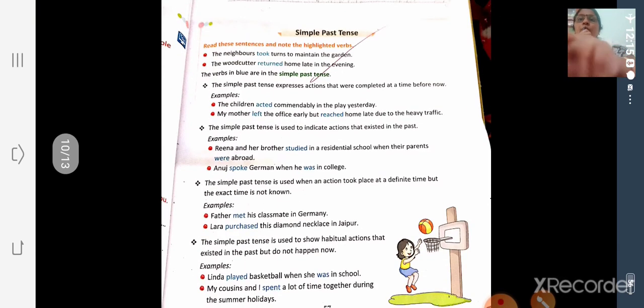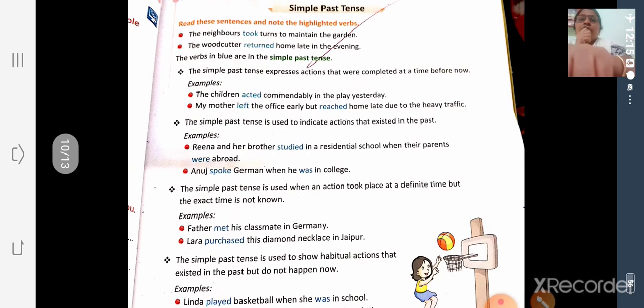Okay, now let's study one more portion, simple past tense. So where can we use simple past tense? Simple present tense we already studied, then simple past tense. It is used to indicate an action that happens in the past, or to express habitual actions that existed in the past. For indicating past actions we use simple past tense.